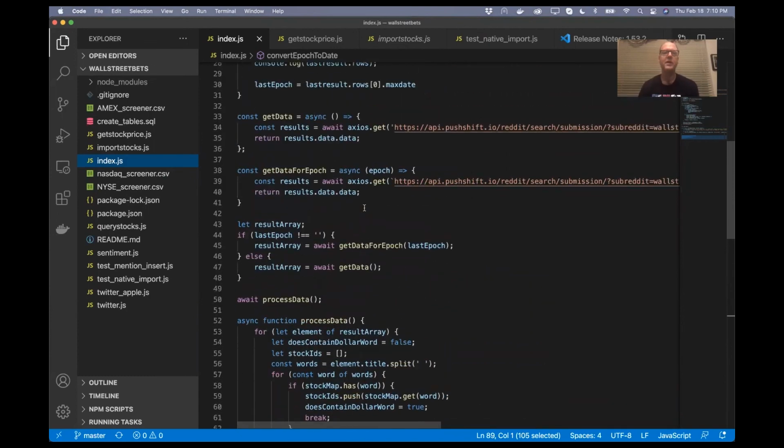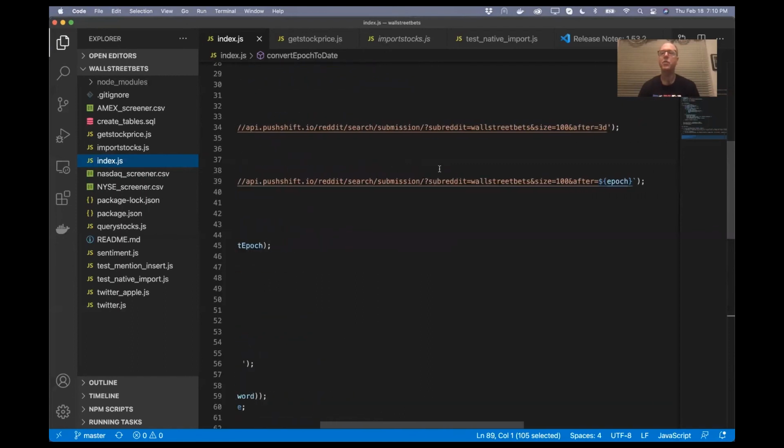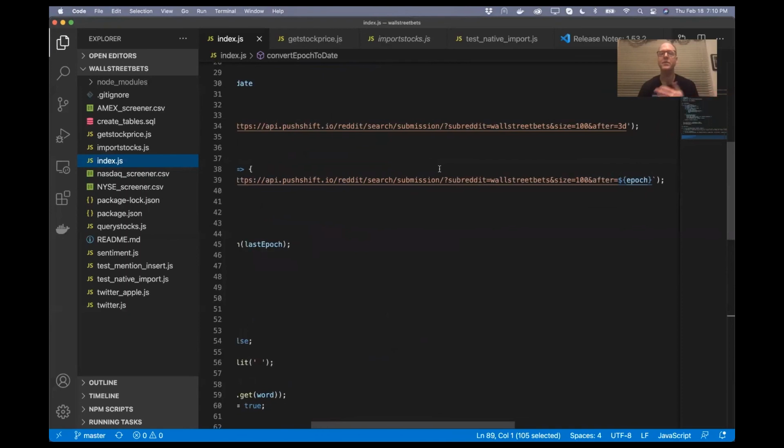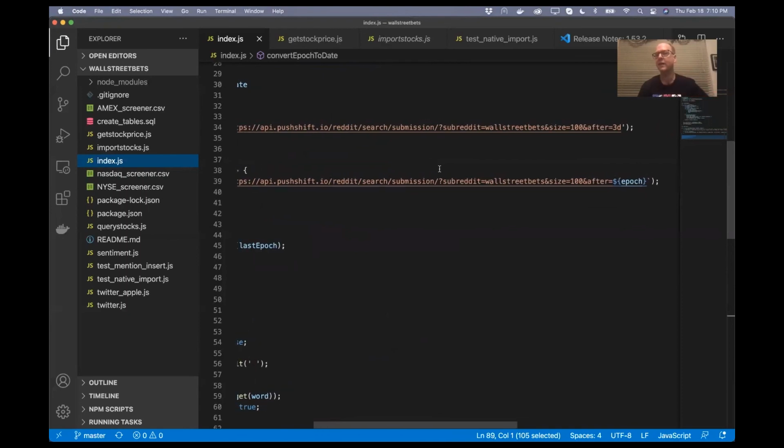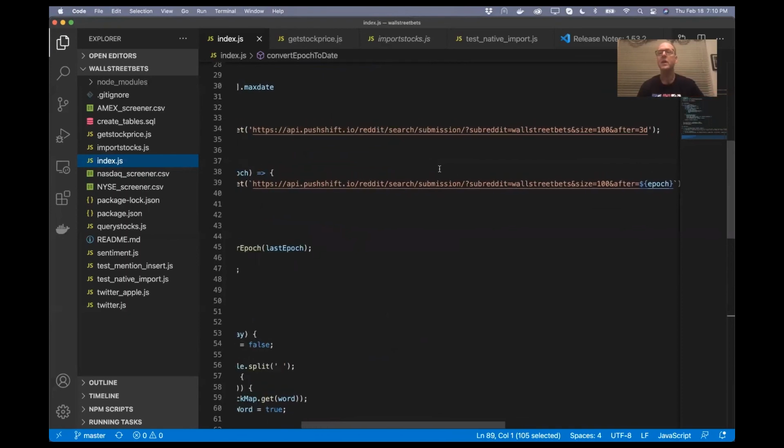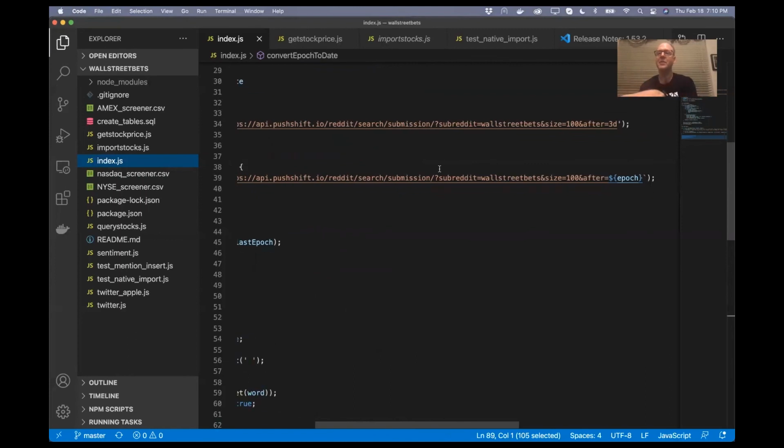Then I'm using Axios to make a call out to the Pushshift IO. You can see I have two different calls here. One where I go back 3 days, if there's no data in it, I just want to go back 3 days' worth of data. Otherwise, it just gets the last time and sets that to the epoch here.